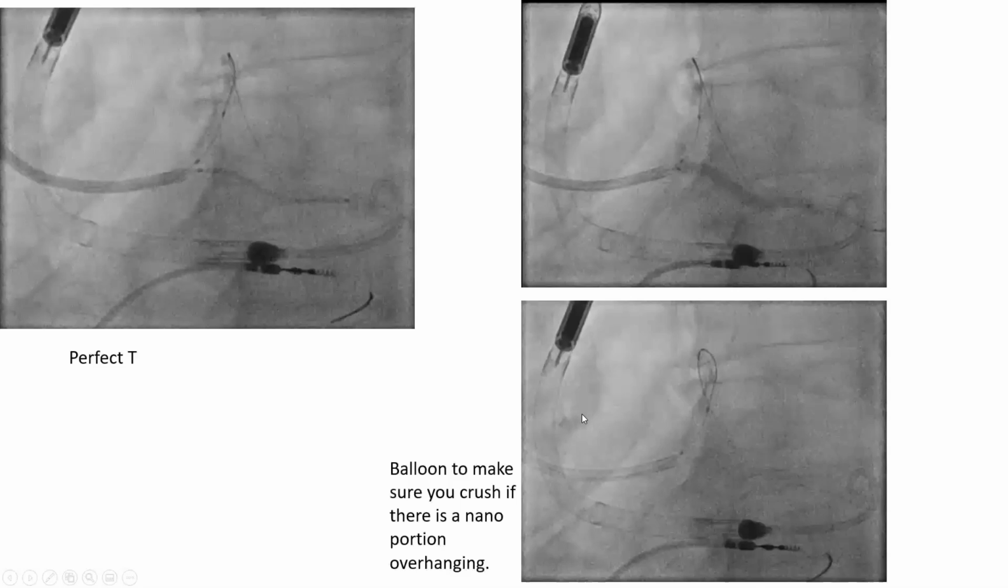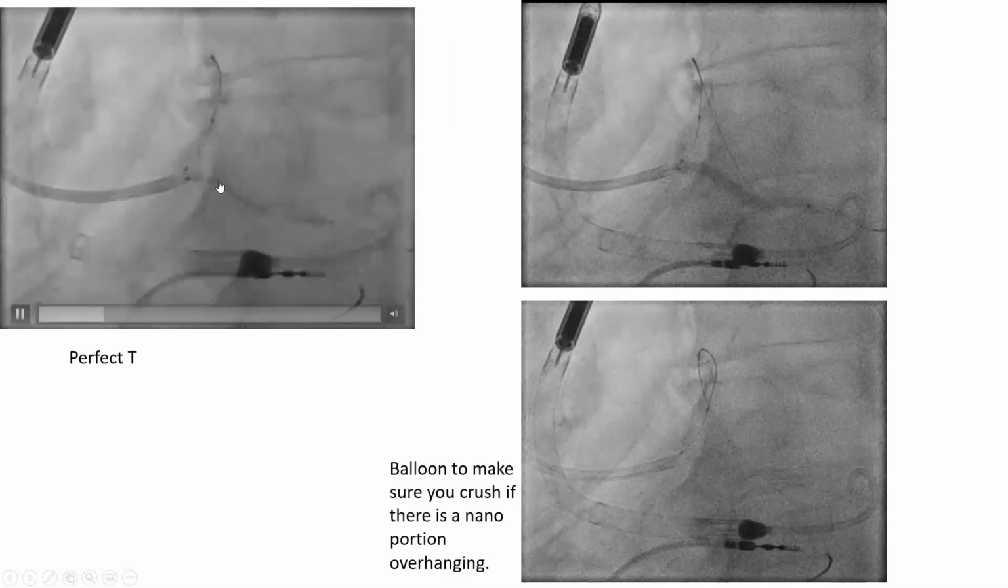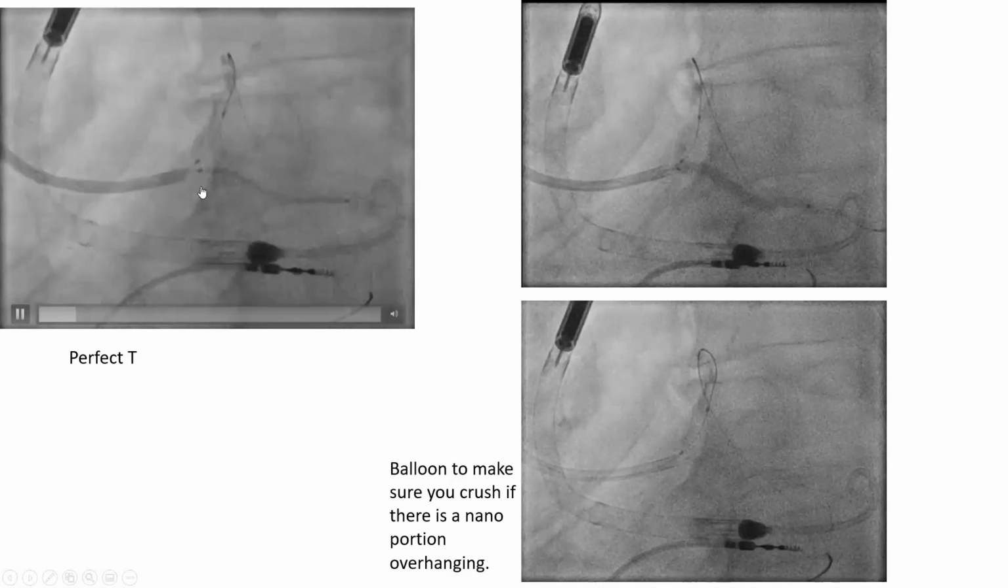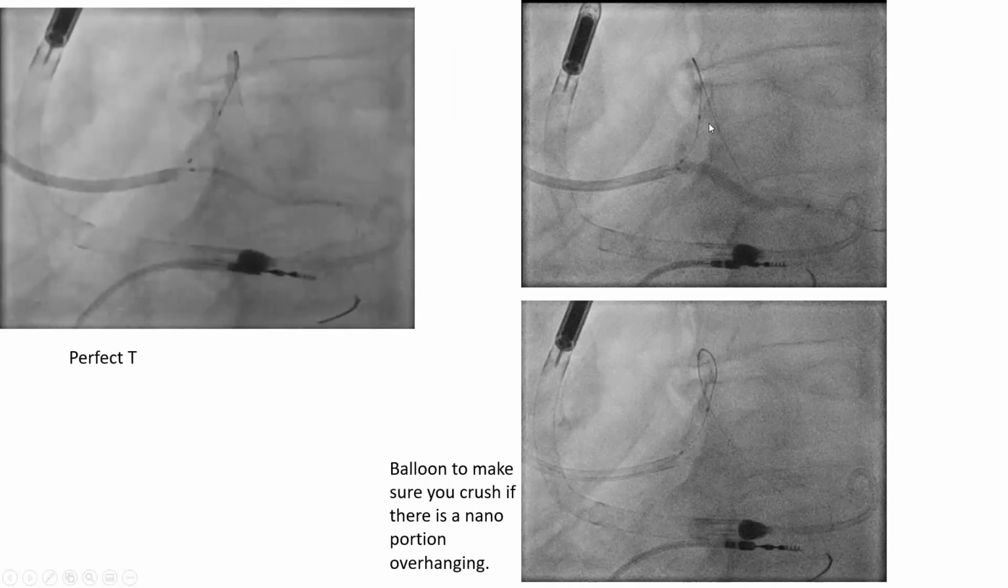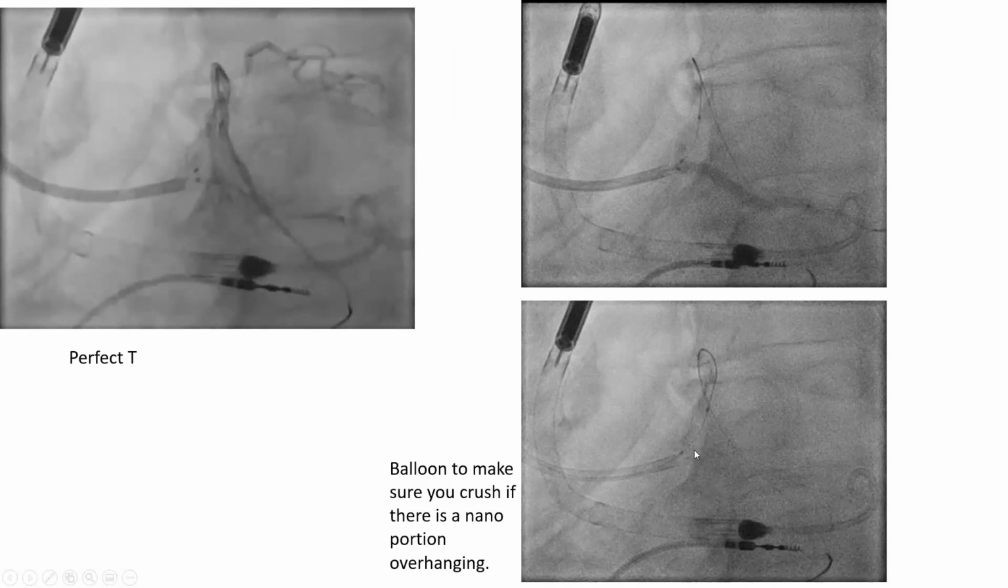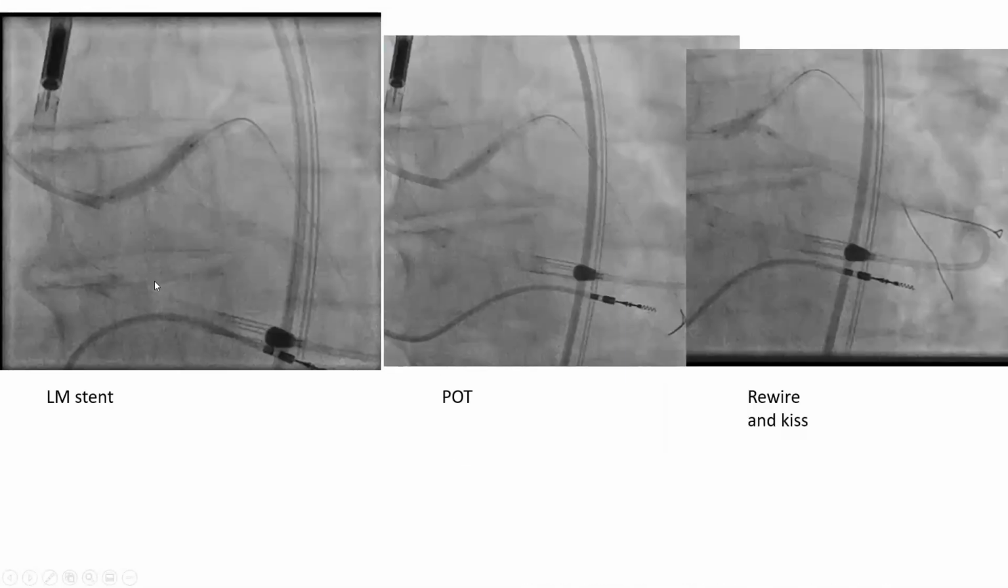So after doing this, this is the perfect T. You can see they position the stent here, and you can use StentBoost to make it more perfect. Here it was probably more a nanocrush than a perfect T. And you can see here how it's positioned. They deploy the stent while having a balloon ready to crush that stent in case you have a nano micro portion hanging. So they deploy the balloon eventually.